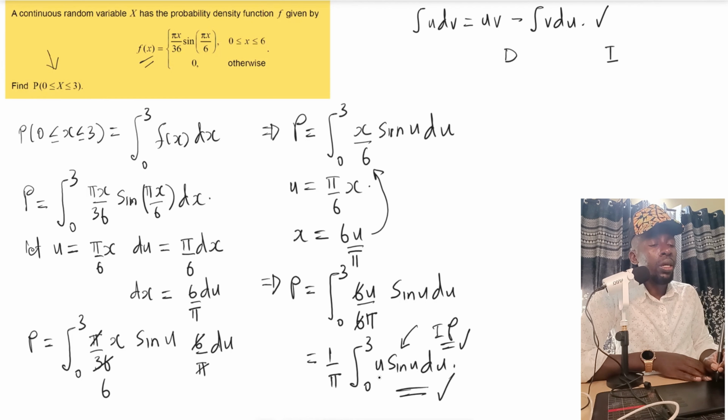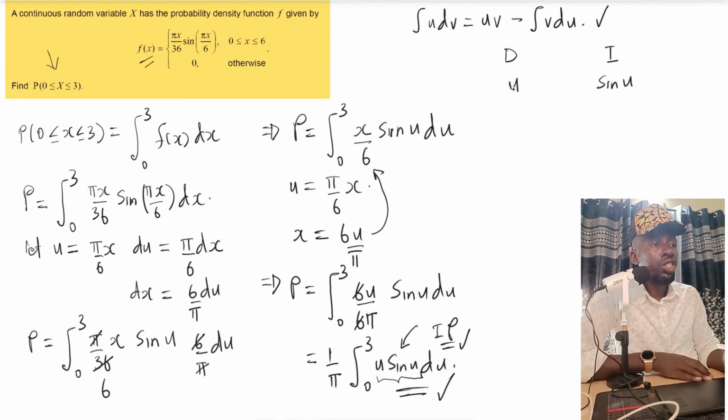So in this part of the integrand, if you observe it properly, you will find that u can be differentiated to 0 and sine of u can be integrated.